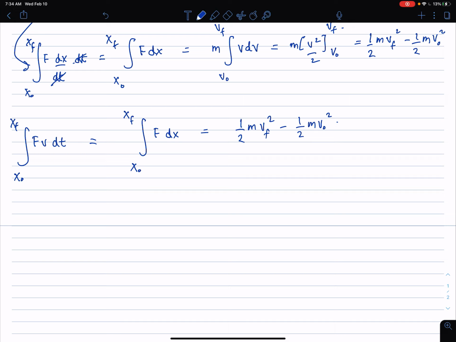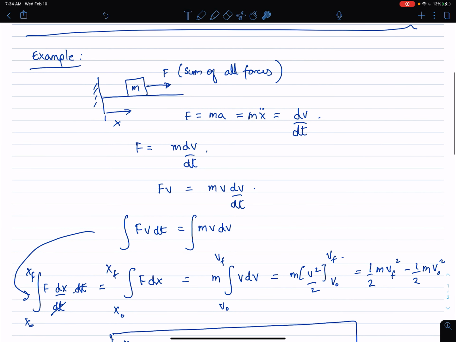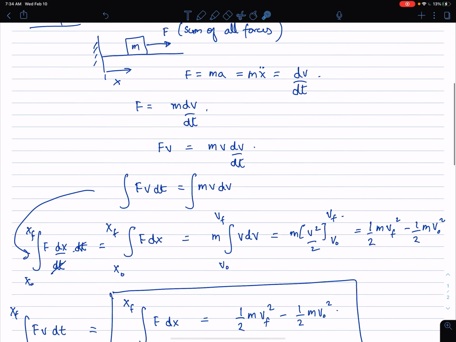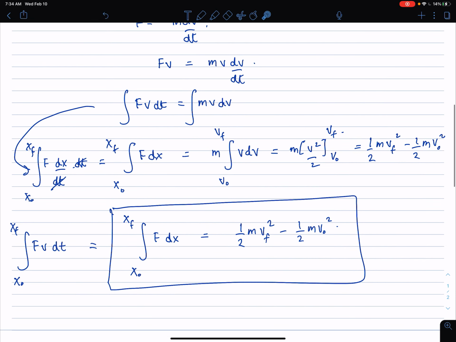So this equation, what is the significance of this equation? We basically start from F equals ma here, multiplied both sides by velocity, integrated both sides, reduced the integral on the right hand side a little bit, and we got this expression.